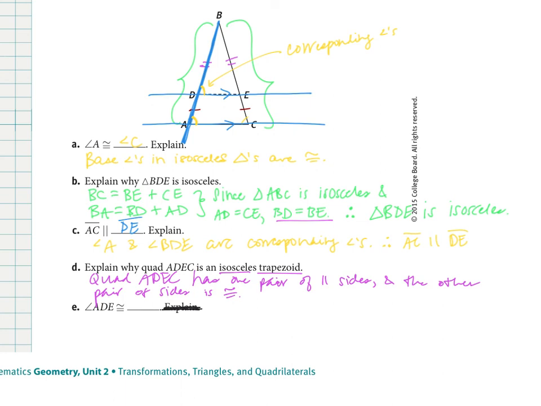So ADE, let's try again. ADE is this angle right here. We don't know if it's the same as the other ones we found, so I have to put different congruence markings. And we're going to see it's going to be congruent to the angle on this side, CED. So this angle right there. So we're going to fill in angle CED.